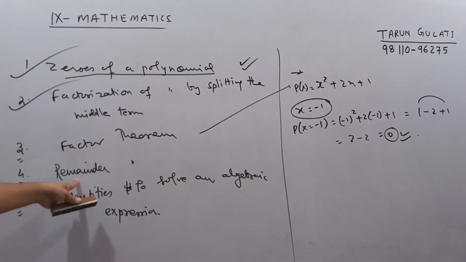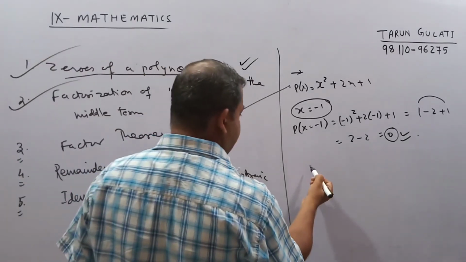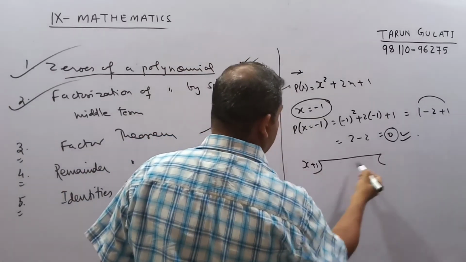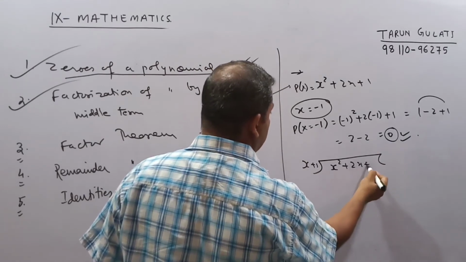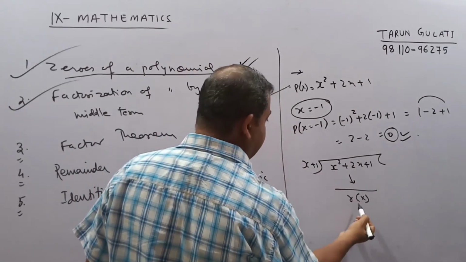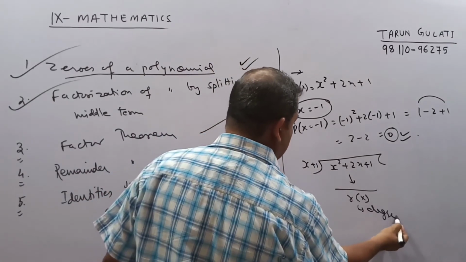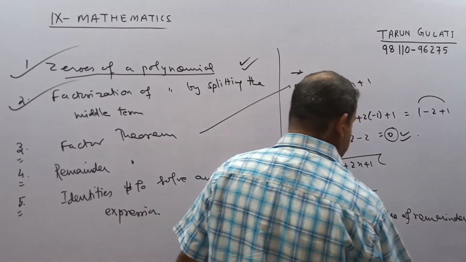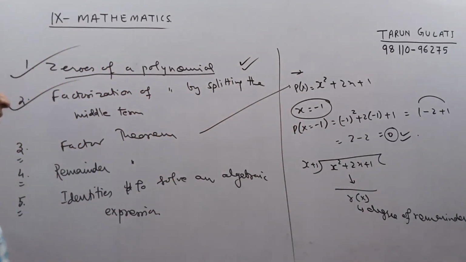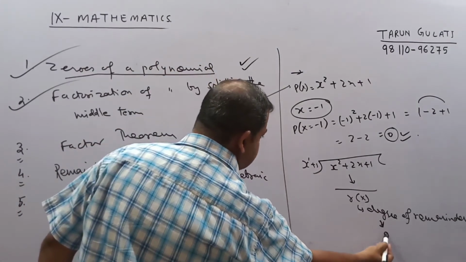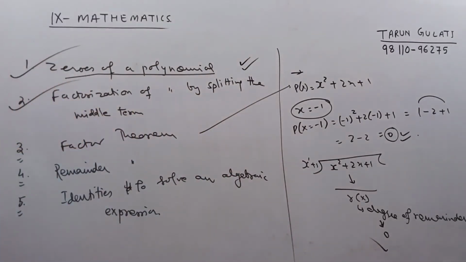What about the remainder theorem? If we divide x square plus 2x plus 1 by x plus 1, and the degree of the remainder is less than x to the power 1, say some constant, here it is 0, then we can say that this is the remainder theorem.